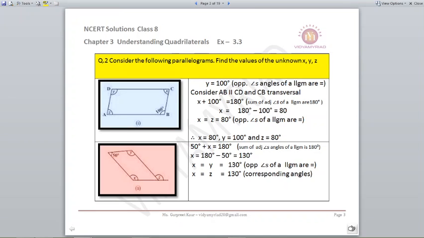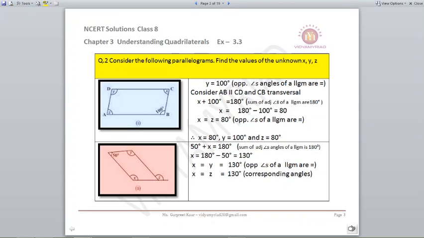Question number 2. Now you have to find the values of x, y and z. Look at the first figure. There angle B is given to you as 100 degrees. So just opposite to that is y. So y will also be equal to 100 degrees because opposite angles are equal.